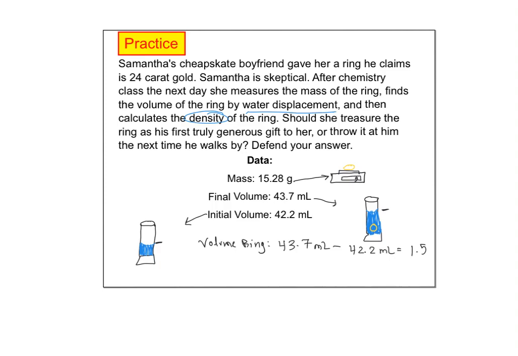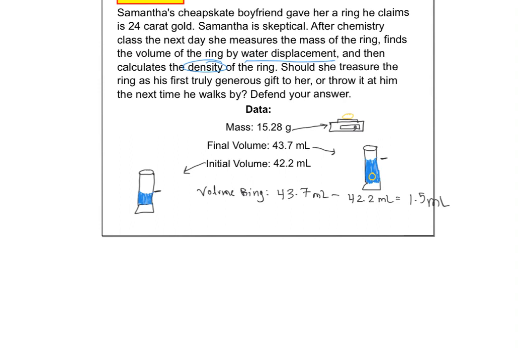Yep, hopefully that's right, milliliters as the difference. All right, so we know that the density of the gold ring, or "gold," I should put air quotes, is going to be equal to the mass over the volume. Well, we have the mass, 15.28 grams from the balance, and we have the volume of the ring, right?